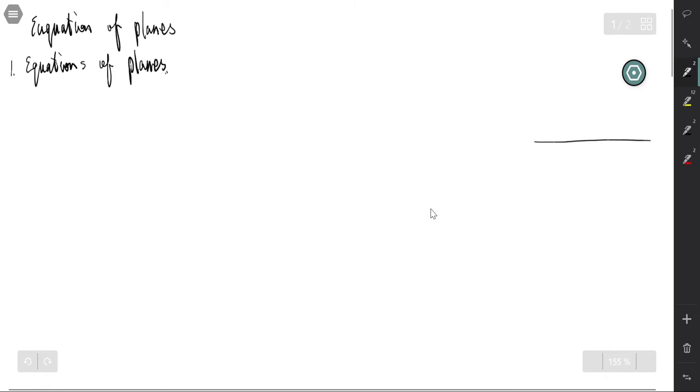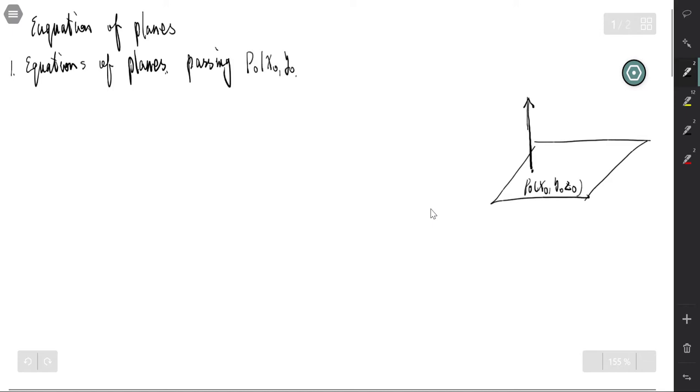Suppose a plane passes through a point P naught, whose coordinates are x naught, y naught, and z naught, and is perpendicular to a vector. This vector we call the normal vector of the plane. The vector is written with coordinates A, B, C.